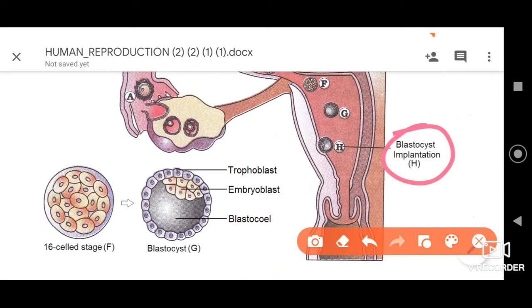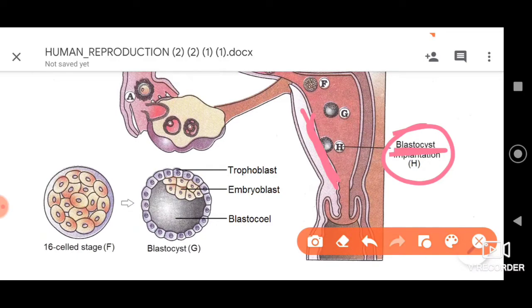So let me tell you the definition first. What is implantation? It is a process, dear friends, where the attachment of the blastocyst, I have already told you, it is an embryo which is around 32 or in fact 64 celled, has to attach itself to the endometrial lining. When it gets attached to the endometrium or the endometrial lining of the uterus, that process we call implantation.